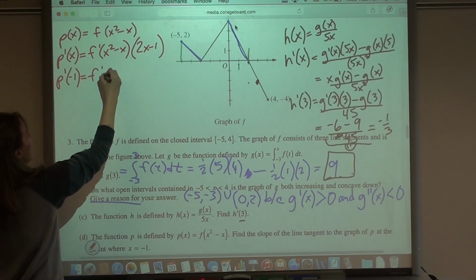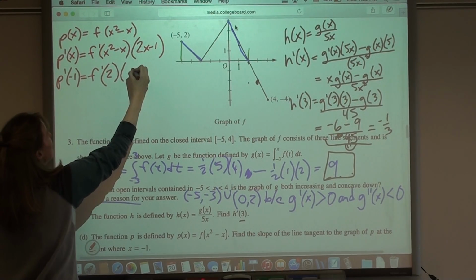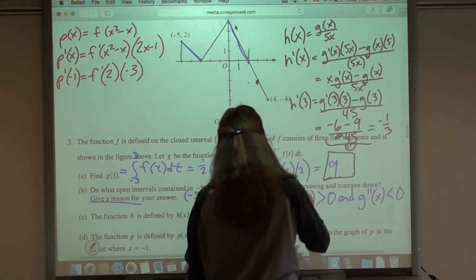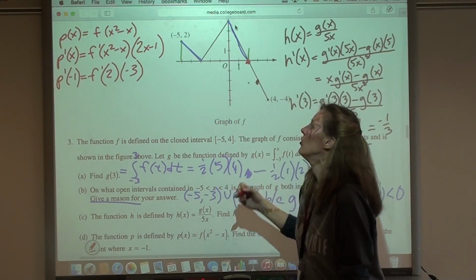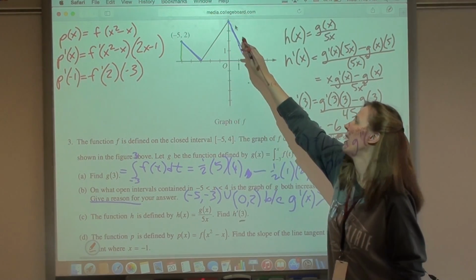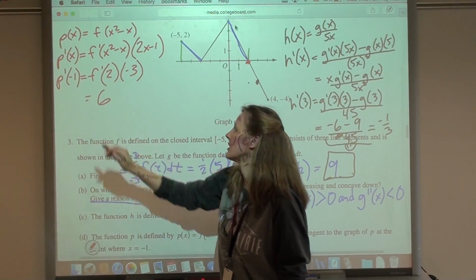So we get F prime of 2 times -3. F prime of 2. Well, here's 2. What does F prime mean? Slope, right? So we want the slope at 2, which is down 2 over 1. It's -2. So you end up with an answer of 6.